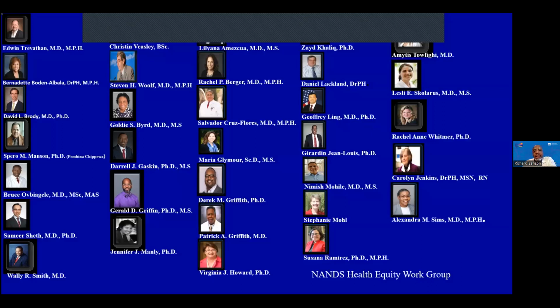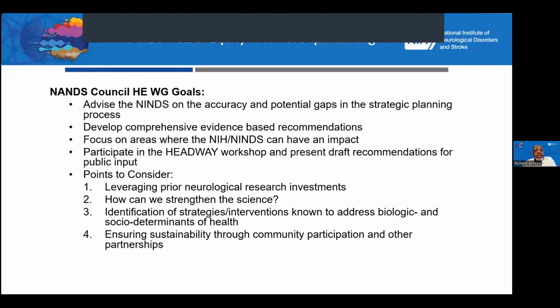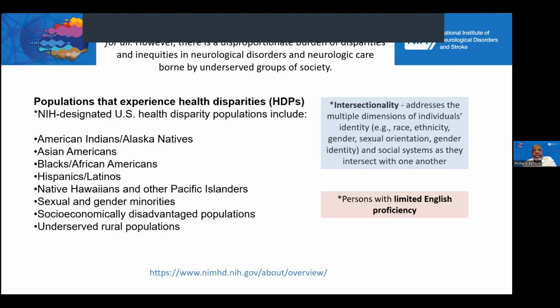I list here a slide of the people who were on our National Advisory Council work group, and I'm sure some of these faces are familiar to you. I also list the goals of the planning process and what we asked the working group to do. Just to define a couple of things, we use the Healthy People 2030 definition of health equity.